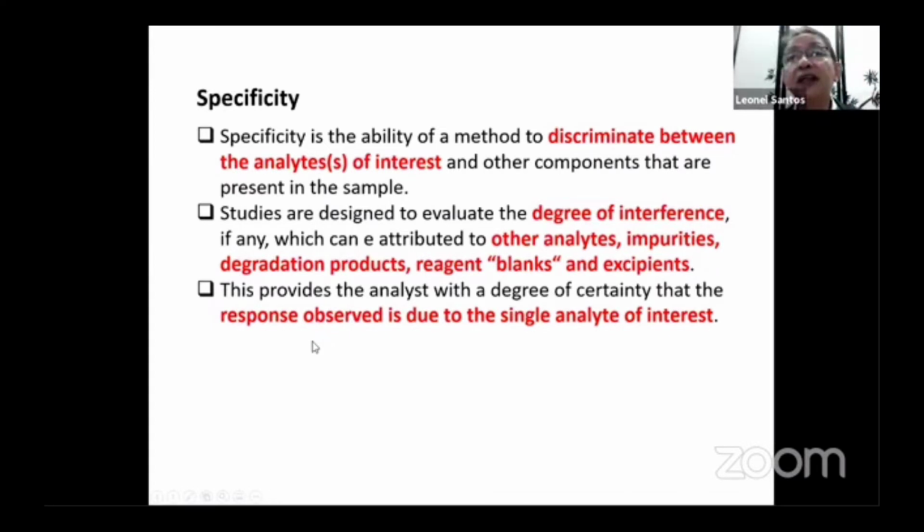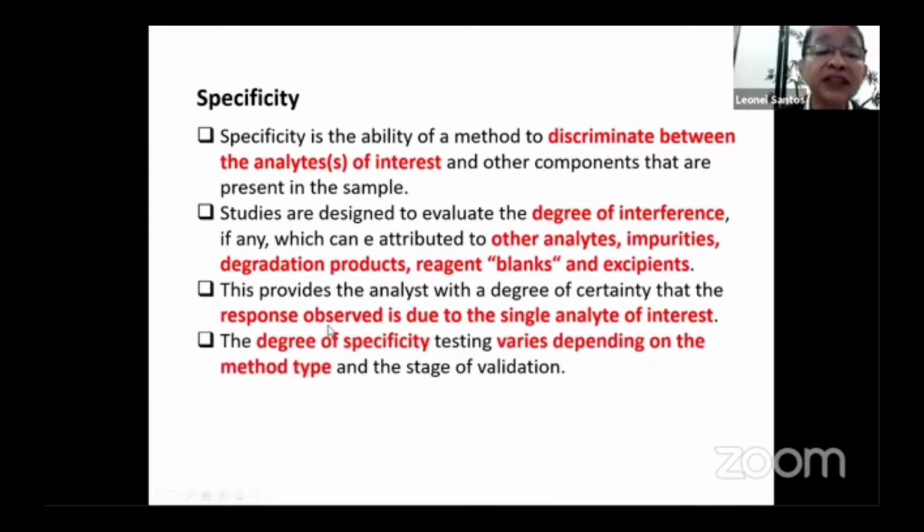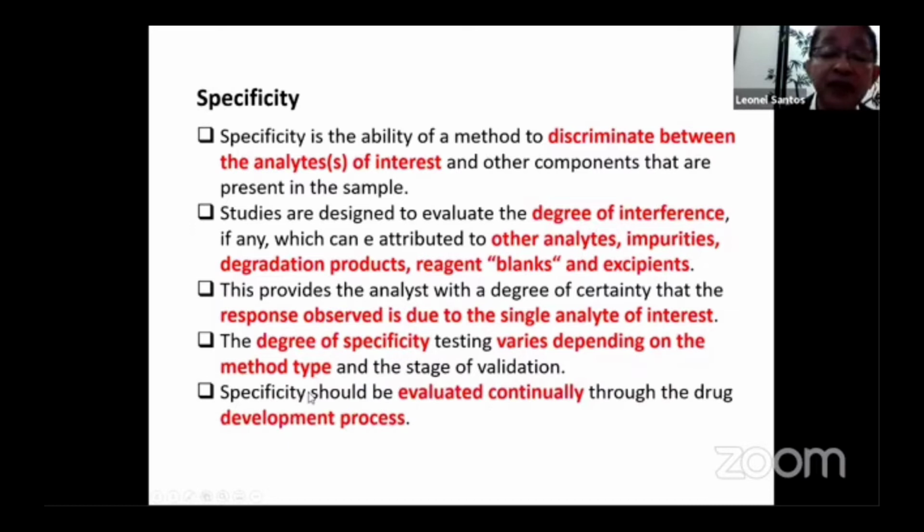Again, we are in the age where we have more sophisticated instrumentation, and even at times, even optical isomers need to be isolated and separated because they have different biological activities. The degree of specificity testing varies depending on the method type and the stage of the validation, and that specificity should be evaluated continually through the drug development process.